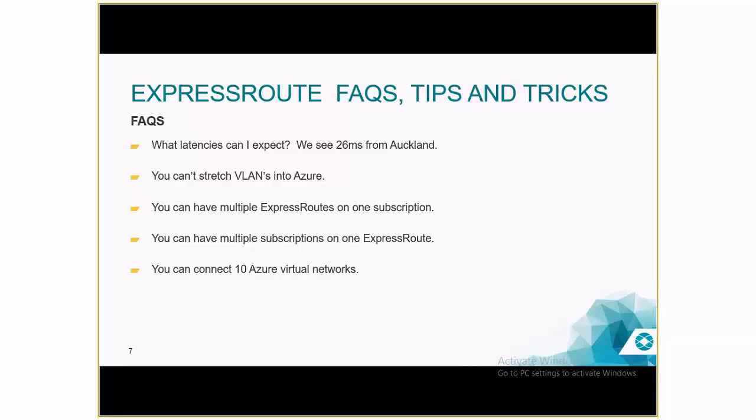time. Layer 2, layer 3. The question sometimes we get asked is, can I just stretch my existing on-premise LAN into Azure? And the answer is no. It's a routed connection. It's layer 3 totally. You can't stretch a VLAN from your premises into Azure. You have to go to subnet and route it. That's what the whole BGP is about.